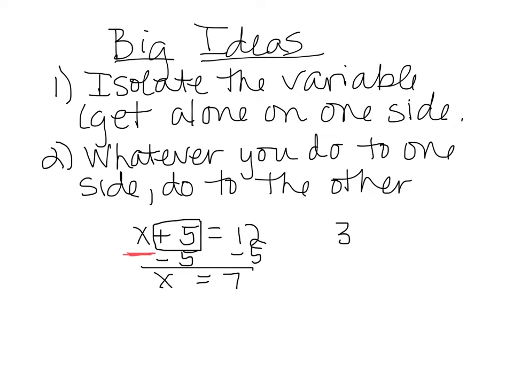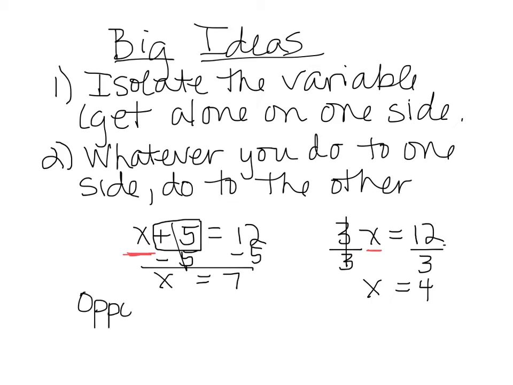On the other hand, if I said 3 times x is 12, here is my variable. I want to isolate it, get it alone on one side of the equation. What will undo 3 times x? Divided by 3. So if I divide by 3, remember about dropping out the 1, that means that x is equal to 4. So the other little idea that goes with each of these is opposites undo. So keep these in mind as we travel on to our first type of equations involving addition and subtraction.